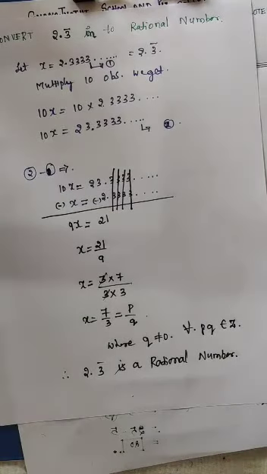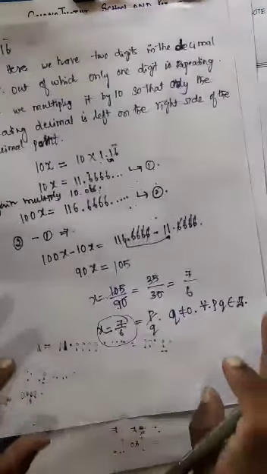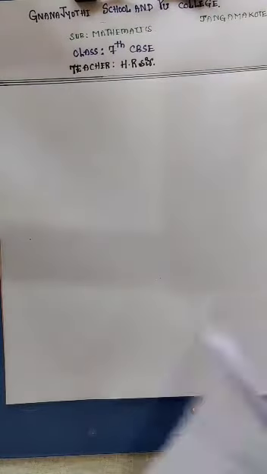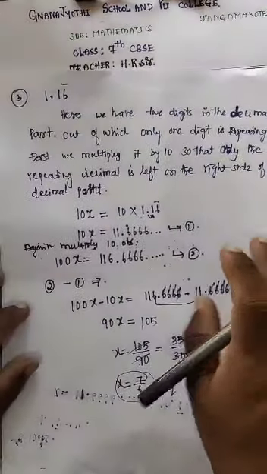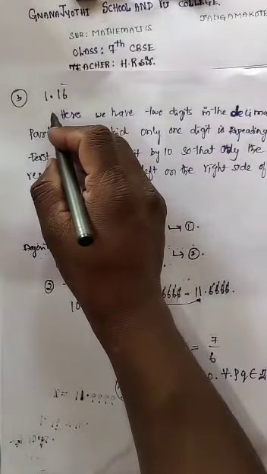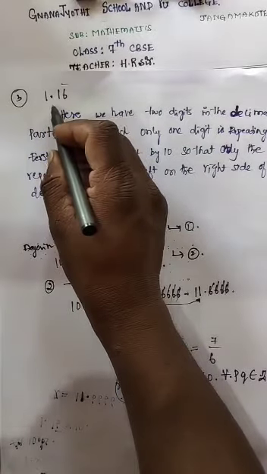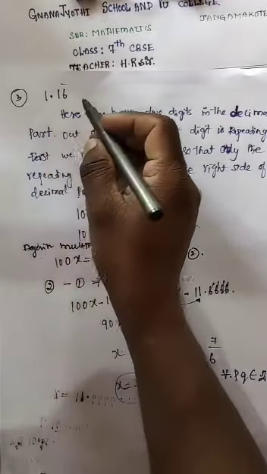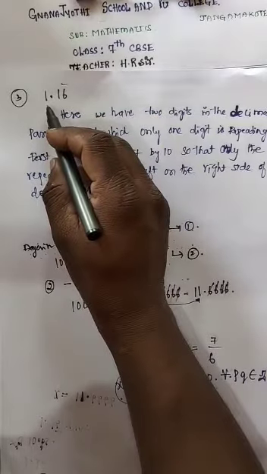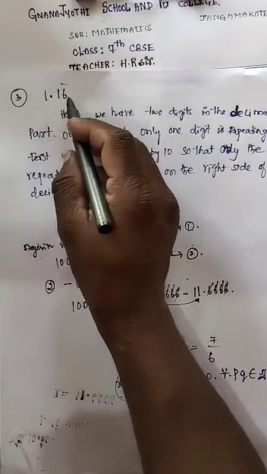Then come to the second example. I'm going to give a second example. Listen to me carefully. Here the given decimal is 1.16 bar. We need to convert the given decimal into a rational number. So the given decimal is 1.16 bar.